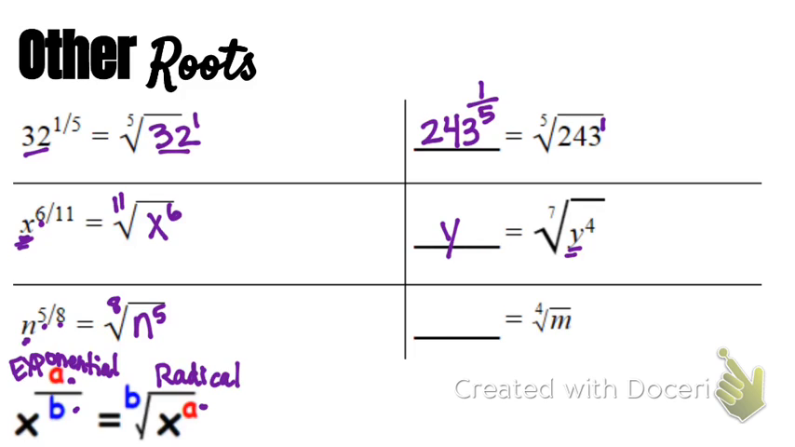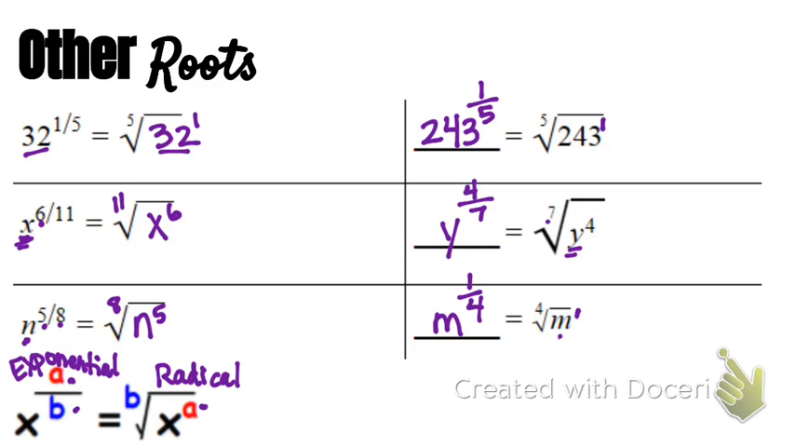Why? The base stays the same. The top number is what's inside the radical. The bottom number is what's outside the radical. Here, m. There's only one m, right? So the top number is what's inside the radical, the bottom number, what's outside the radical.